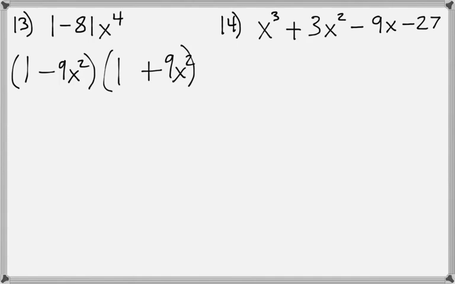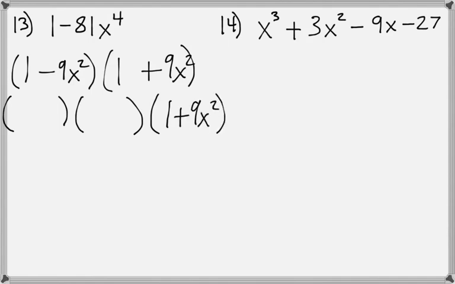This one is done. However, if you look, this factor right here is also a difference of two squares. So that one can be factored further. I'm going to put my two parentheses for that one, and I'm just going to copy the 1 plus 9x squared because that one's done, but I need to bring it back down. So what times itself gives you 1? That would be 1. And what times itself gives you 9x squared? That would be 3x.